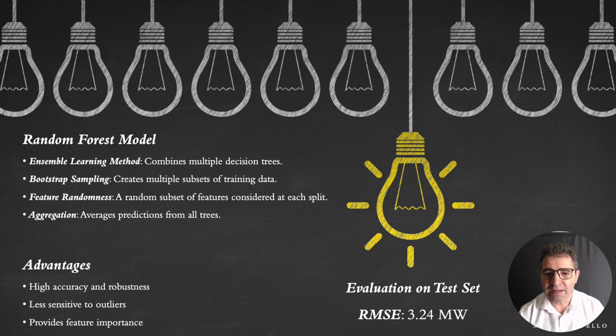One of the key advantages of random forest is high accuracy and robustness. It is also less sensitive to outliers and provides an indication of feature importance. I use Python to evaluate the random forest model, calculating the root mean square error, which achieved 3.24 megawatts on the test set. This means that, on average, our model predictions are off by 3.24 megawatts, which indicates good predictability and accuracy for the task.